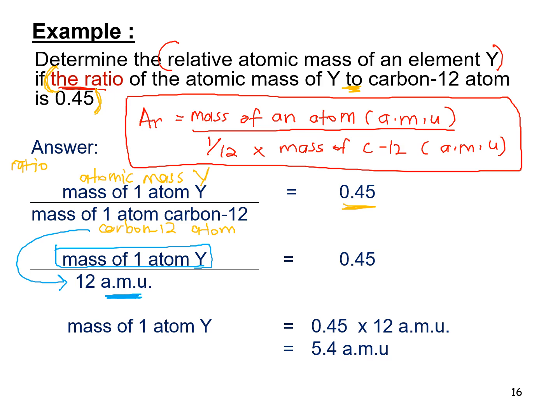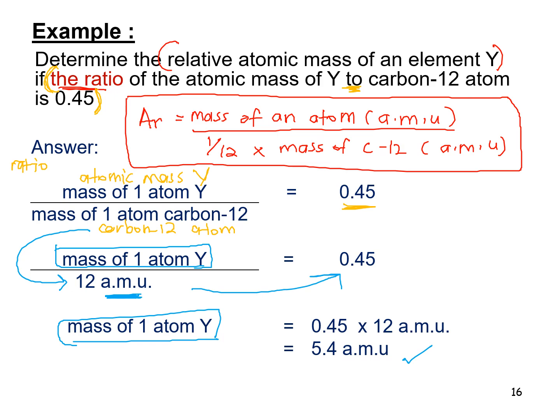So basically, untuk tahu mass of one atom Y, you jadikan mass of atom Y ni as a subject. Okay. So you just darabkan 0.45 kalikan dengan 12 AMU. So now you dah dapat dah atomic mass of an atom. Mass of atom Y di sini adalah 5.4 AMU. Dah habis ke? Okay, tak habis lagi. Sebab you baru je dapat atomic mass unit for atom Y. Okay, so you tak habis lagi.